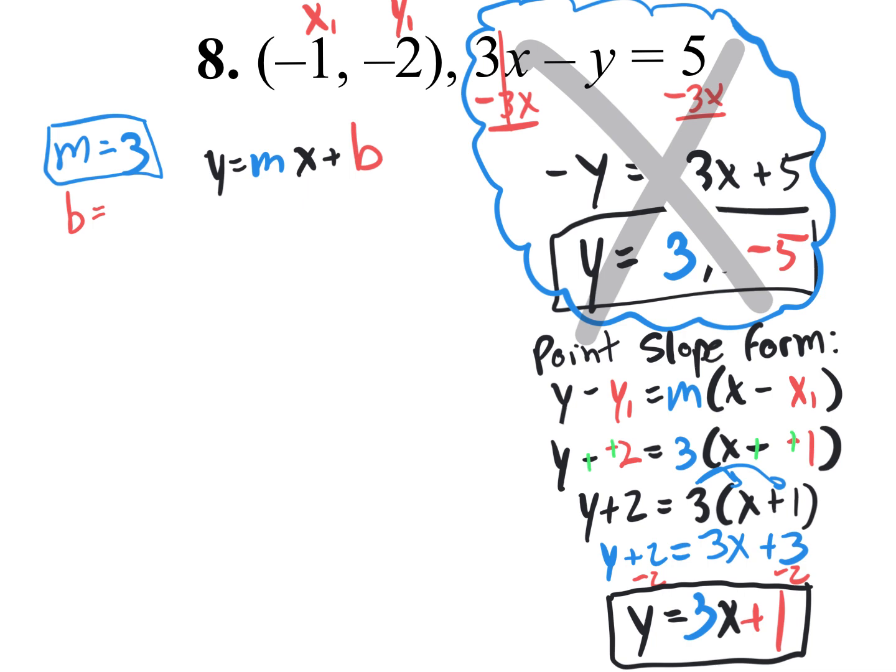You see, in order to write an equation of y equals mx plus b, you need both an m and a b. You need both the m and a b. So far, we have the m, but we still need the b. If you don't have that b, you're not going to be able to write it. So what we're going to do is plug in everything to find out that b value.